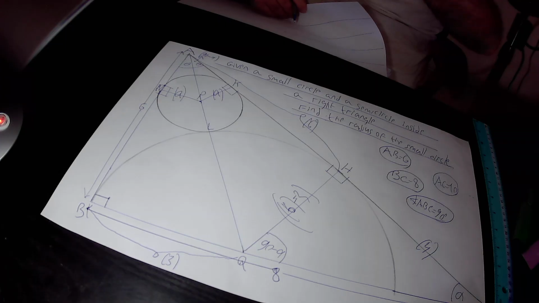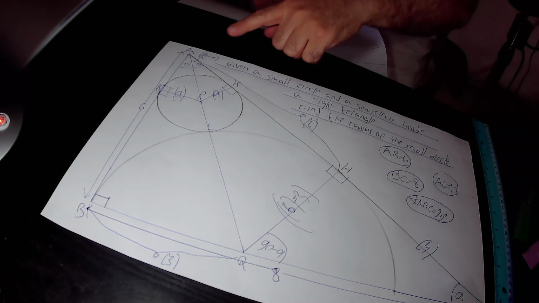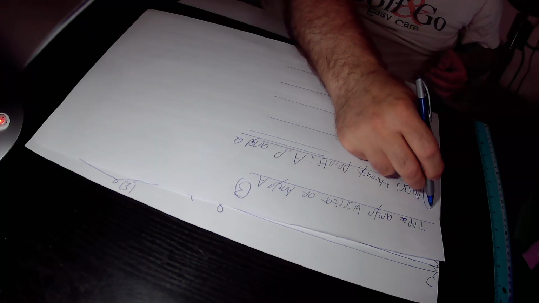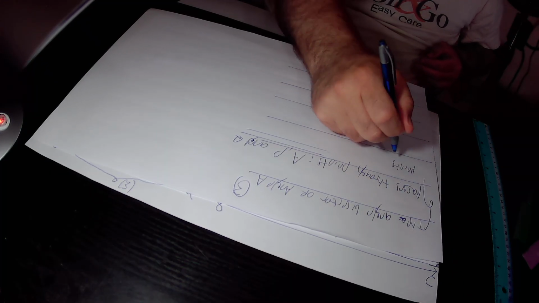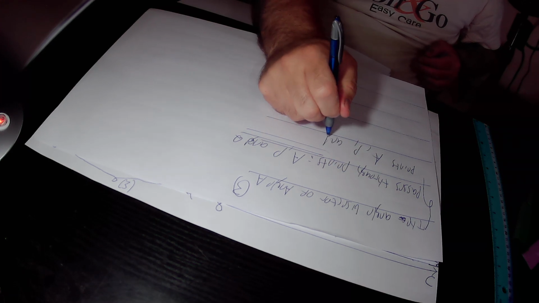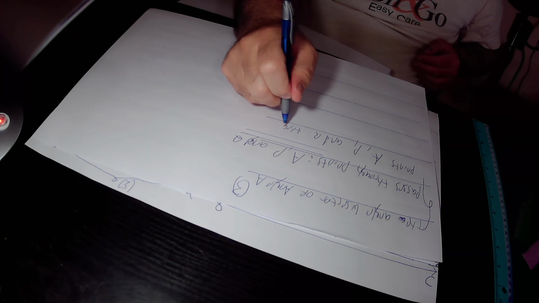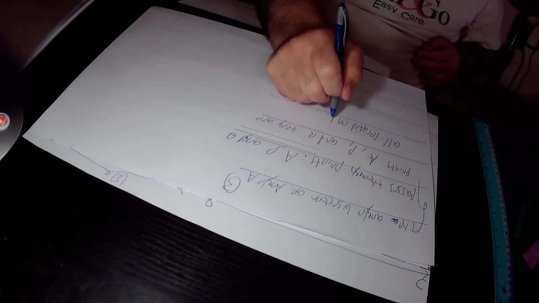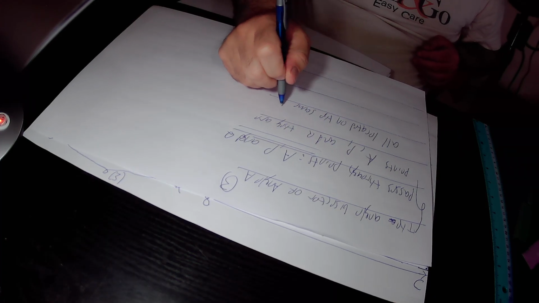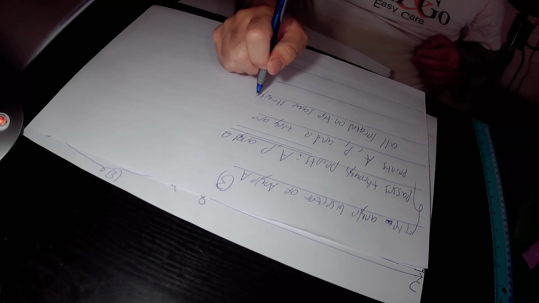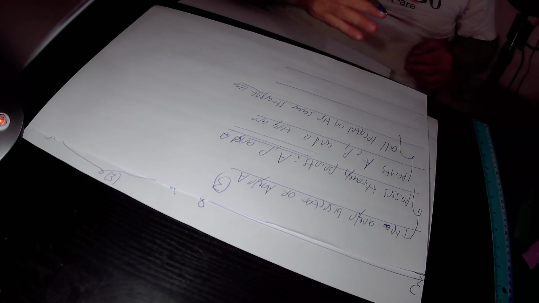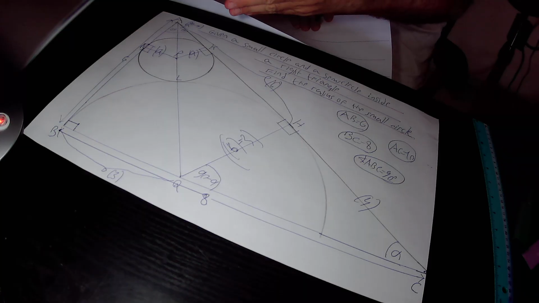But the angle bisector of angle A is a straight line. Therefore, you can write down that points A, P, and Q are all located on the same straight line, and the straight line is of course the angle bisector of angle A. So I write it down.